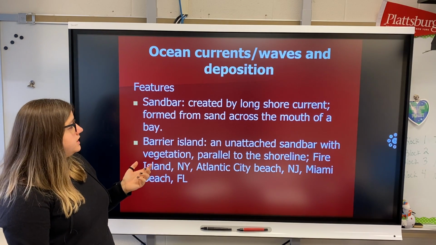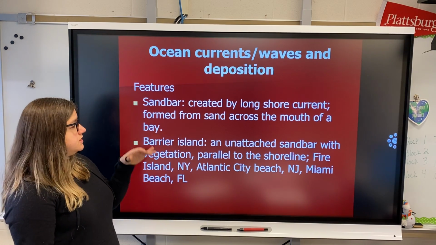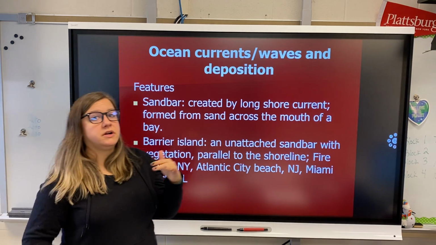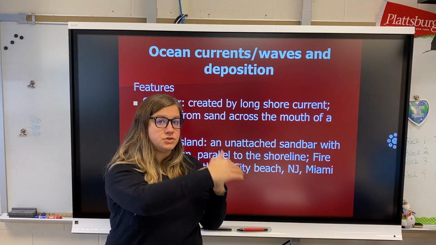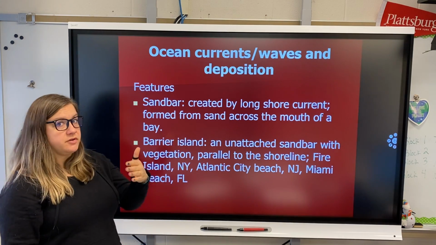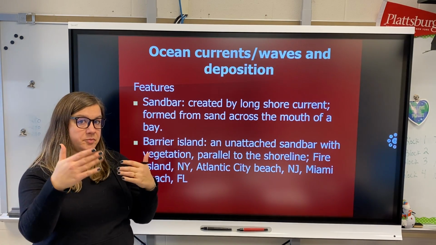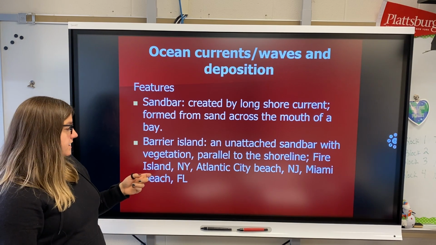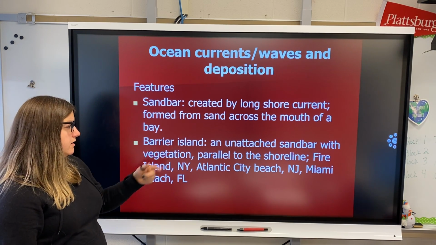So with the ocean, another feature of deposition are sandbars. These are created by longshore currents. Longshore currents are the currents that follow along the shore. And sandbars can be created farther out from the shore. It kind of separates water from land. You also have barrier islands that do the same thing. They run parallel to the shoreline.